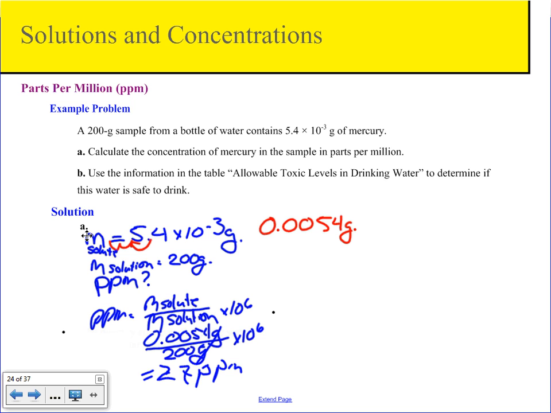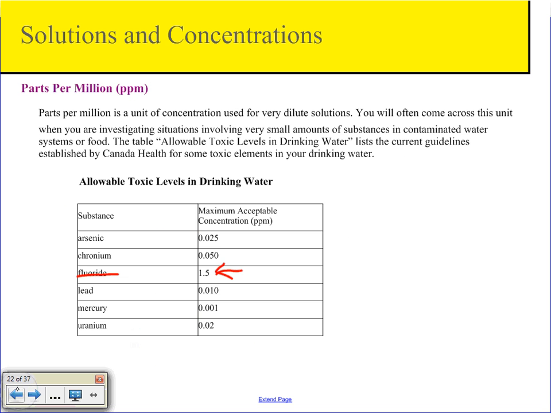Now, if we go back to our chart here, mercury is quite a bit lower than that for parts per million in acceptable concentration.